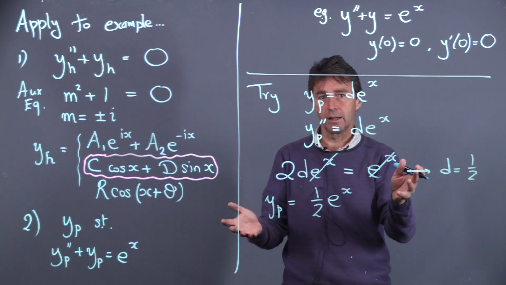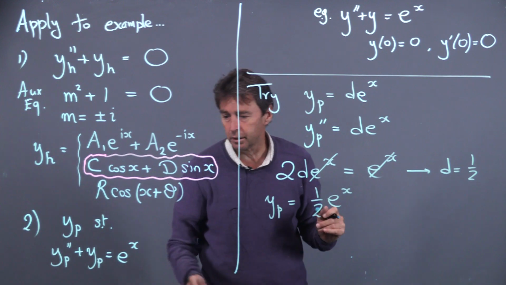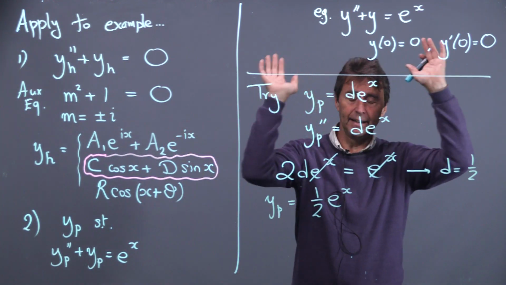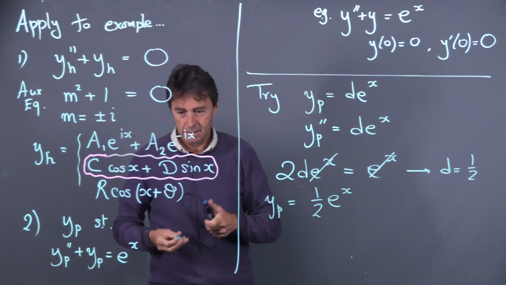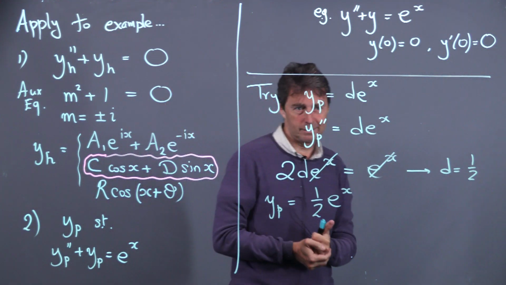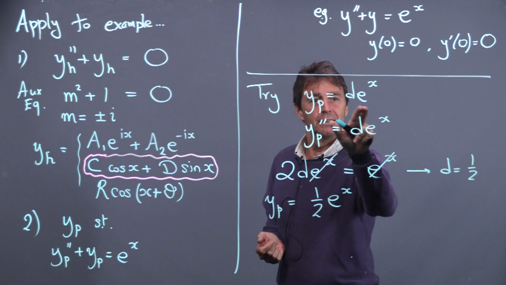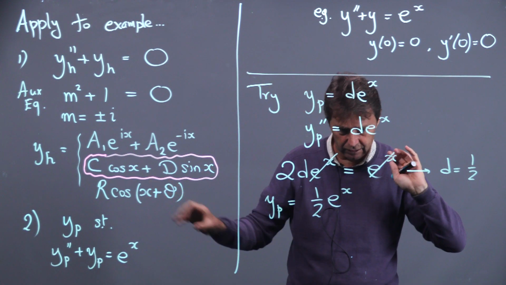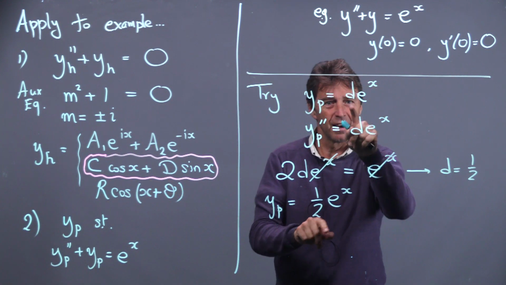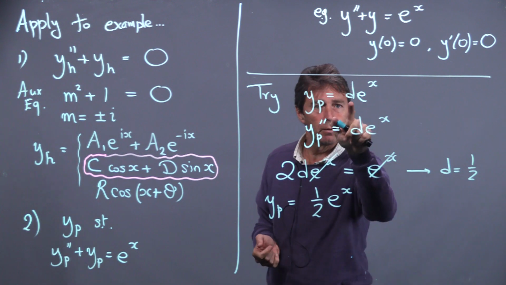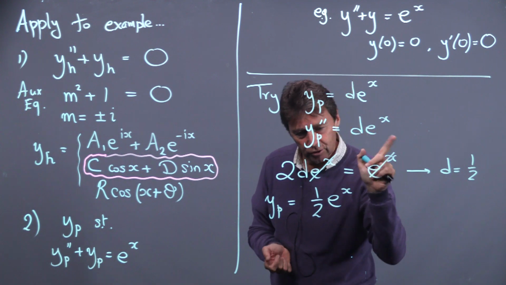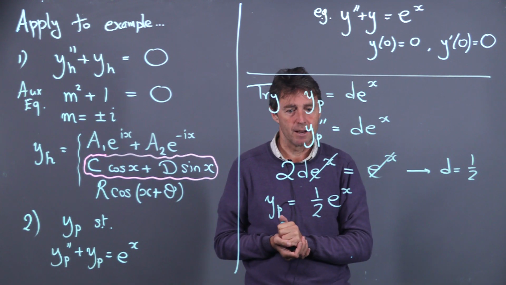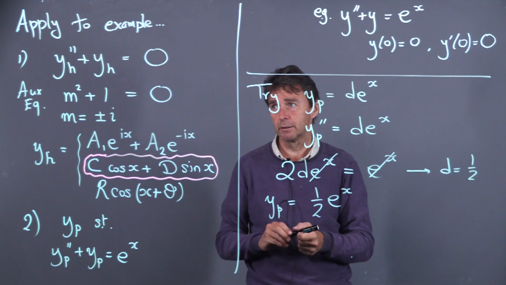So that's the educated guesswork. I look at what's on the right-hand side. I guess e^x is going to be the bee's knees, whatever you would like to call it. I then feed it into the derivatives, assemble the left-hand side, make it equal to the right-hand side. I give myself the freedom of this parameter, this coefficient, choose it to get exactly what I need to get. And that's the particular solution.